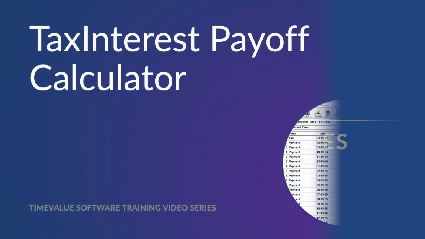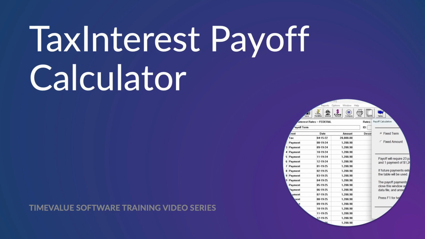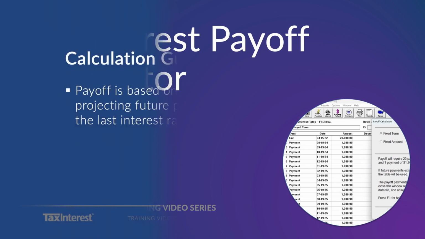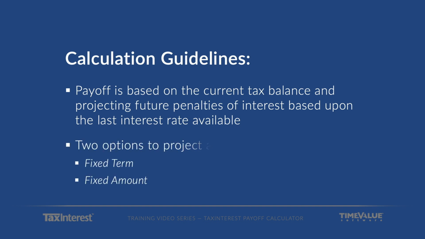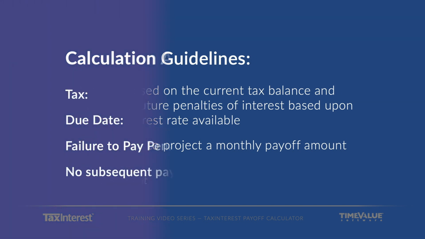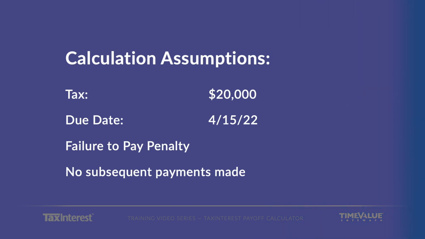Our topic today is doing a monthly payoff projection with the Payoff calculator feature in TaxInterest software. The payoff is based on the current tax balance and projecting future penalties and interest based upon the last interest rate available. In TaxInterest, you have two options to do a payoff: the fixed term and the fixed amount. Let's look at our assumptions.